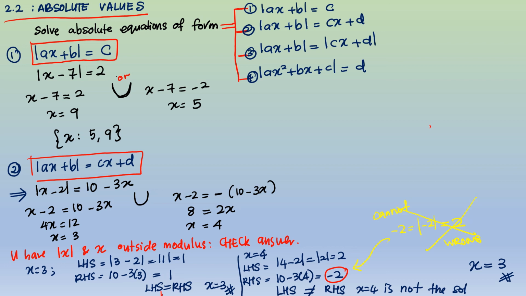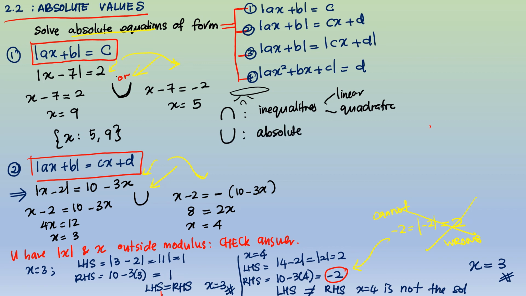Okay, and another highlight is if it is an absolute equation, because we know that we want to separate them into two parts, one positive and one negative, we will use the symbol or here. Union. Different from before. For before this, we used intersect for our inequalities, either linear or quadratic. We used the symbol intersect because we separated one inequality into two. But here for absolute, you will use the symbol union, or, you cannot use intersect. Please see the difference between them.